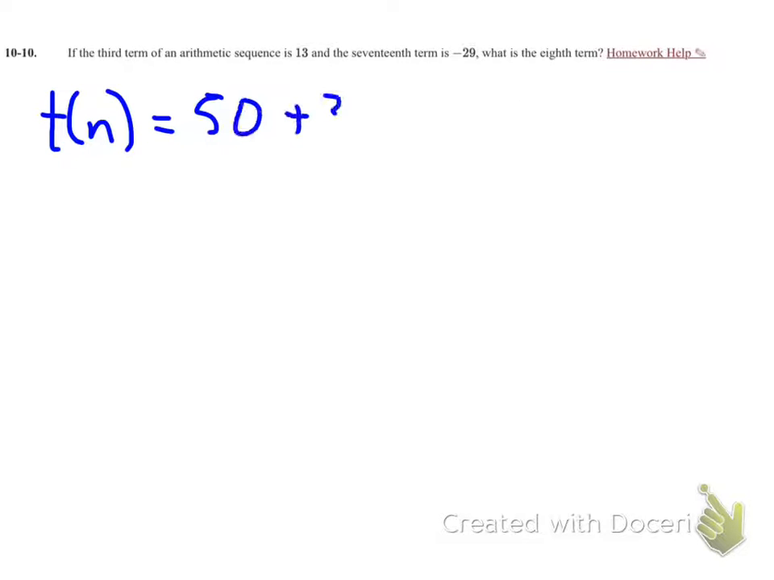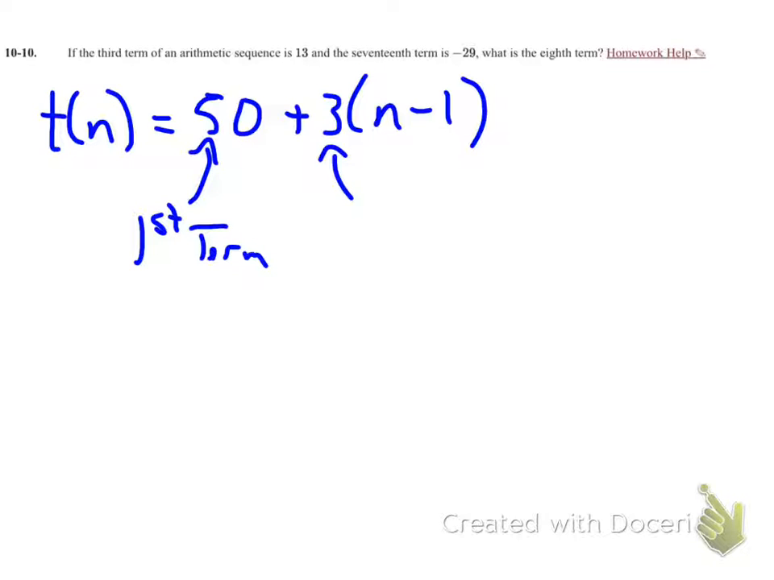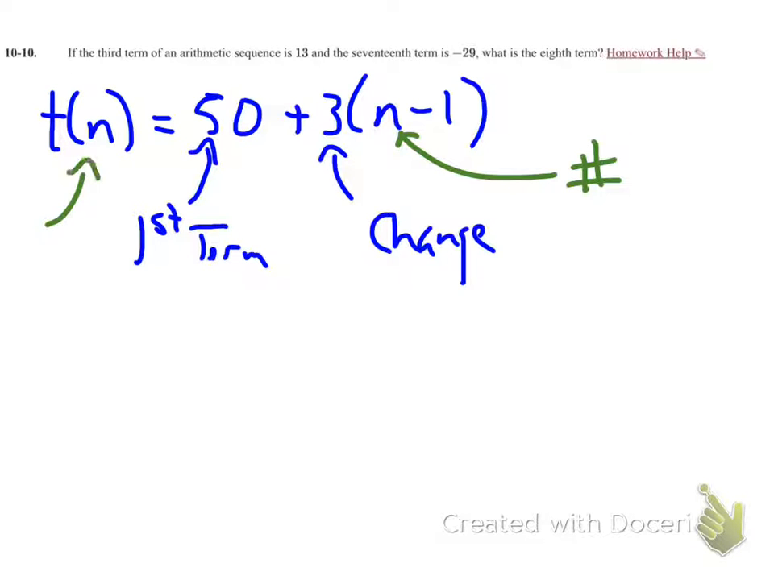So, looking back at Uncle Zachary's method from problem 2, he wrote down t of n equals 50 plus 3 times n minus 1. Now, 50 was our first term. 3 was the amount it's changing by, which is the same as slope because an arithmetic sequence is like a linear equation. The n is our term number, and that was the value of the term, t of n.